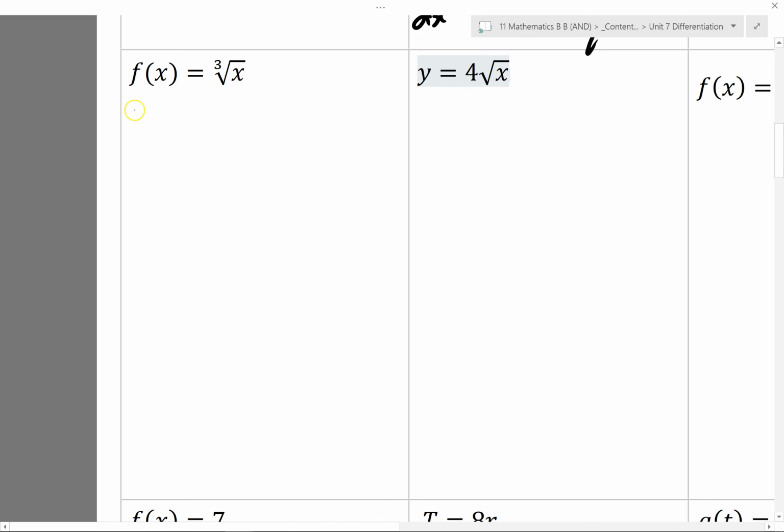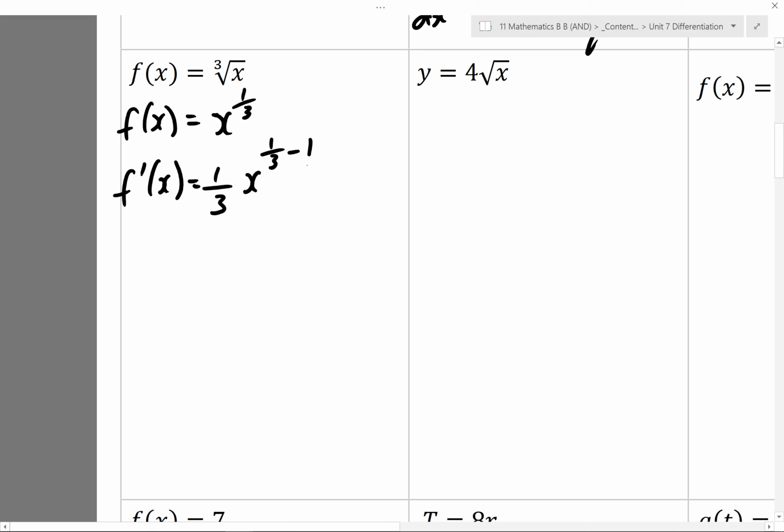For example, cubed root. I can't do anything with a cubed root like that, so I'm going to have to write x to the power of a third. So now I can differentiate, since I have it in that kx to the power n form. There's 1 out the front, but I'm not always going to write the 1. So 1 times a third is a third. And I need to reduce the power by 1. So my derivative will be a third x to the power minus 2 thirds.